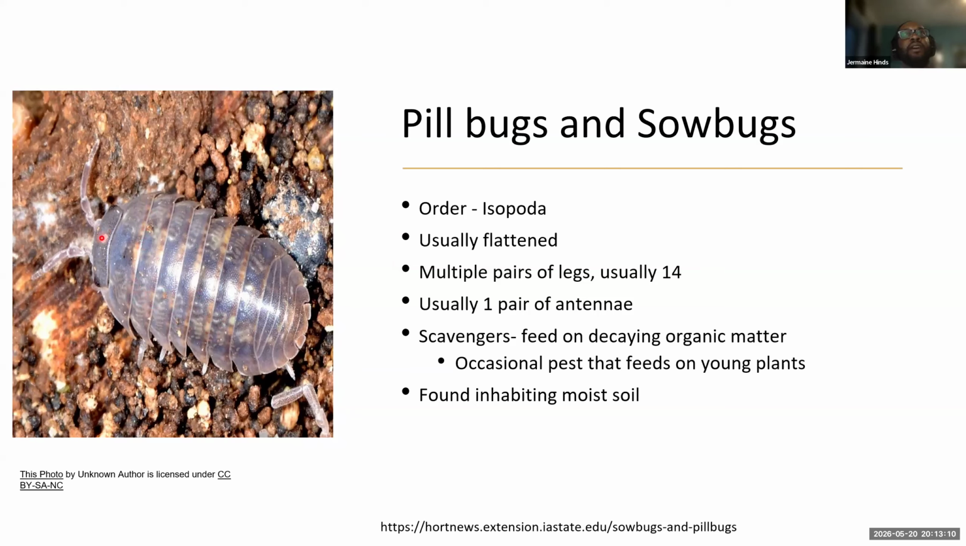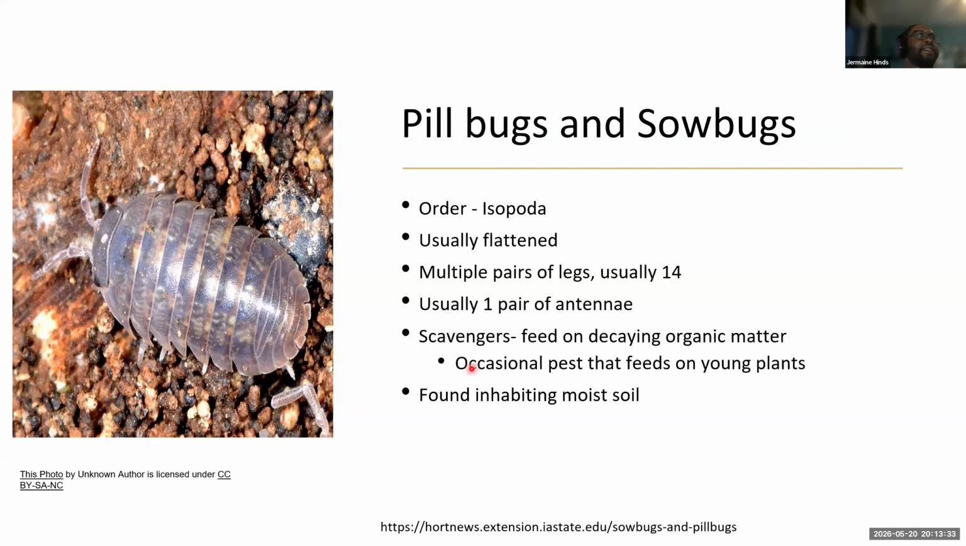And you can really see that arthropod segmented body plan here, the exoskeleton. They tend to only have one pair of antennae. And these are more often scavengers. They're feeding on decaying organic matter, so important nutrient cyclers. Occasionally, if their numbers get too high, they can chew the stems of young plants. Occasionally, a pest on plants.